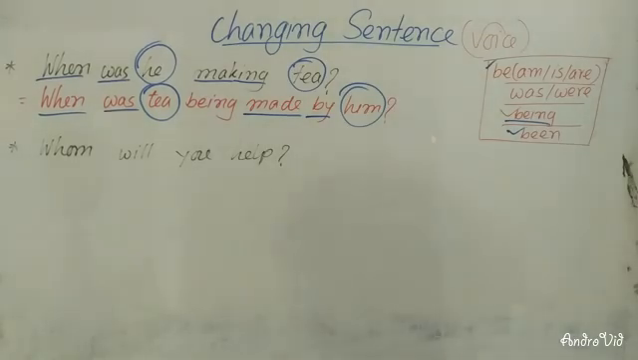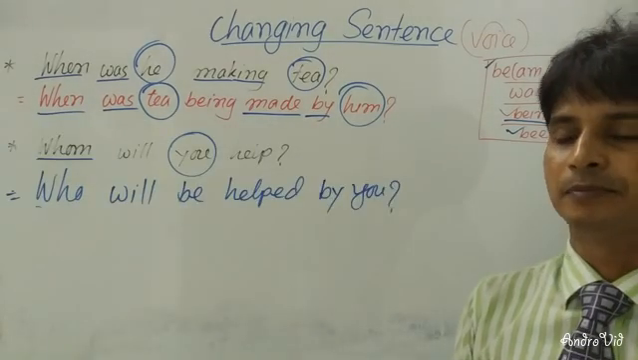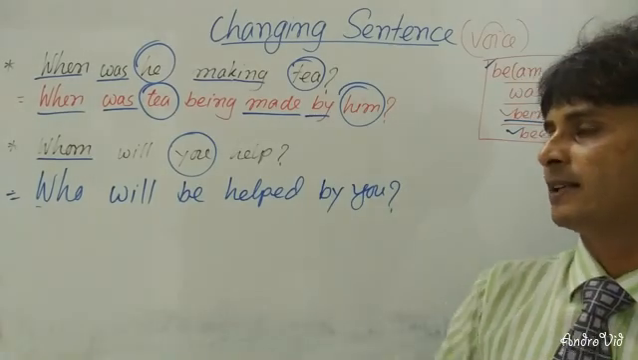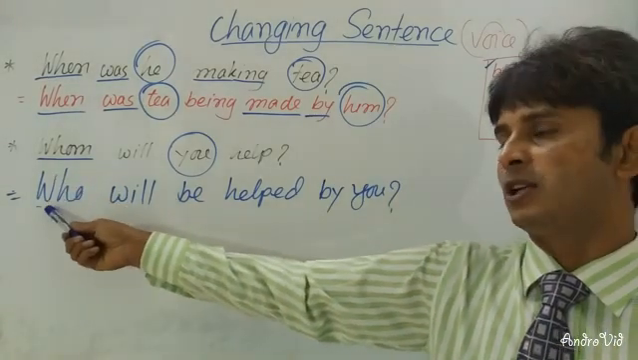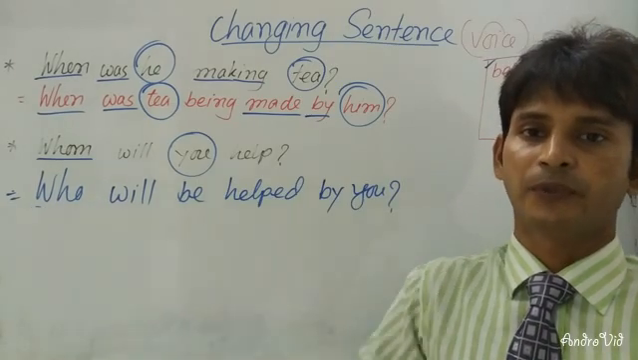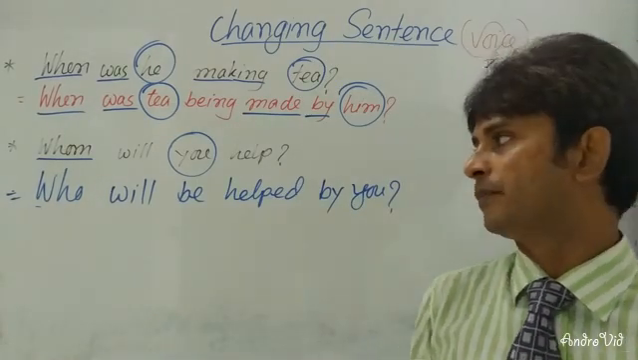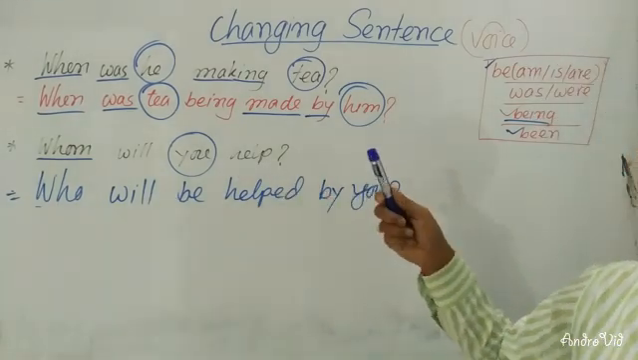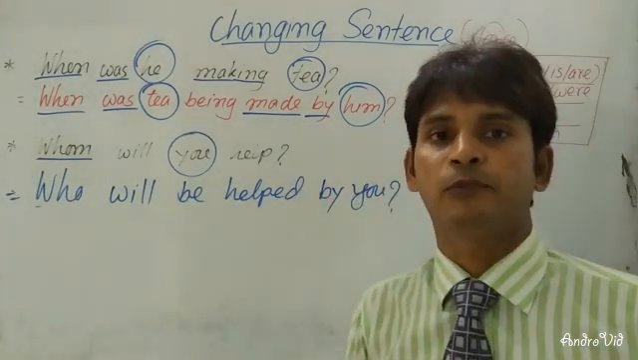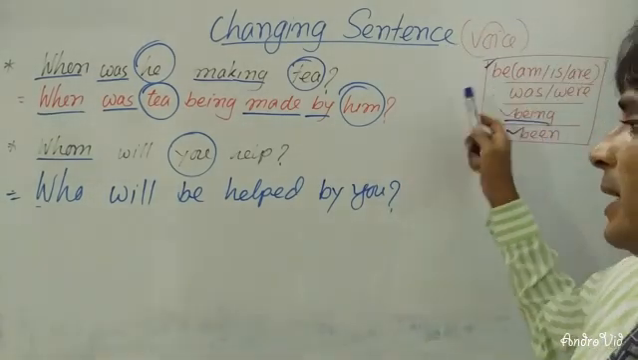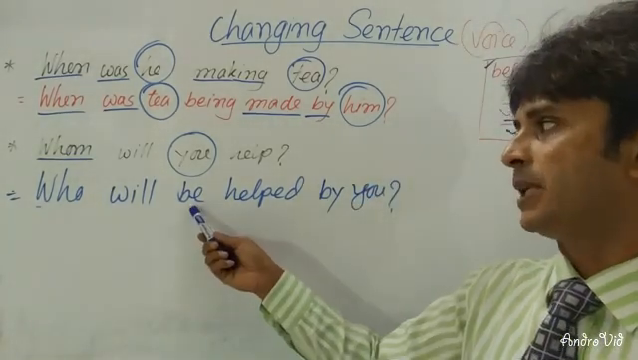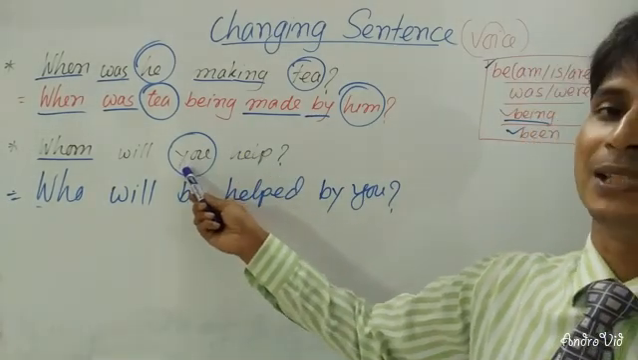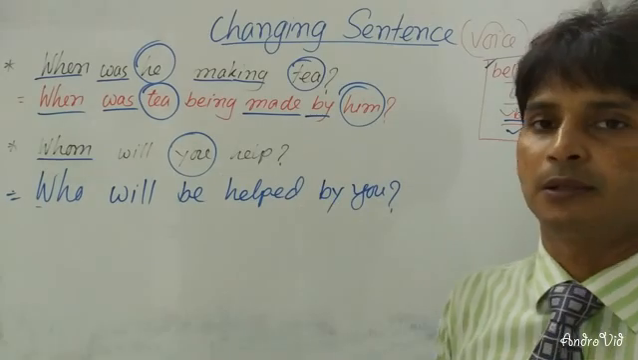Dear learners, if you want to change this sentence into passive, it means who will be helped by you. Dear learners, you can easily see that whom is the objective form, so I will have to use here who at the time of changing into passive. Then you will have to use here will. Then as will is a modal auxiliary verb, after a modal auxiliary verb at the time of changing into passive, you will have to take be. So I have used here be, then the past participle form of the verb, helped. And then the doer, you is the doer, so you will have to write here by you.